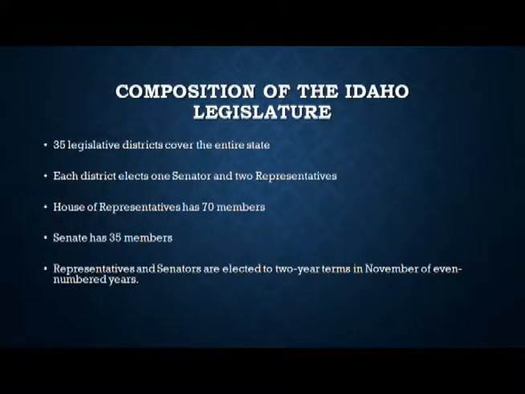We'll talk a little bit now about the basics of the Idaho legislature. There are 35 legislative districts that cover the entire state, and one district elects one senator and 2 representatives. The House of Representatives, therefore, has 70 members, and the Senate has 35 members. And even though I'm mathematically challenged, I'm capable of making those elementary calculations.